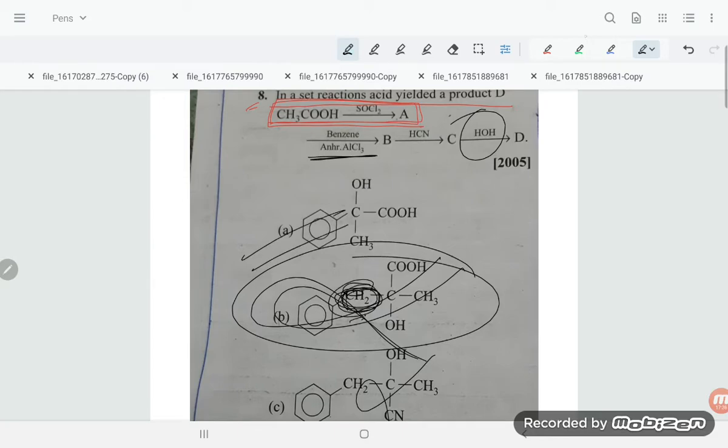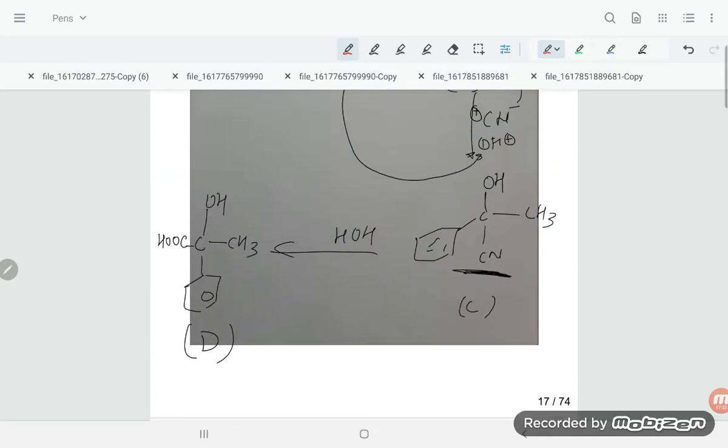Correct option is option number A, dear students. Please keep in mind this is option number A. You can check how we have done here. This one is correct, option number A.